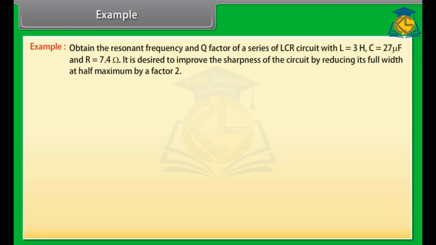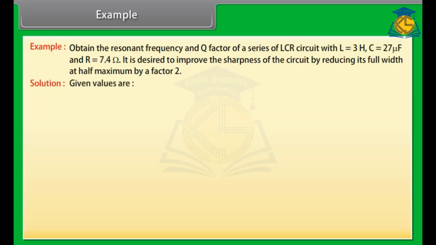Obtain the resonant frequency and Q factor of a series LCR circuit with L equal to 3 Henry, C equal to 27 microfarad and R equal to 7.4 ohm. It is desired to improve the sharpness of the circuit by reducing its full width at half maximum by a factor 2. Let's see the solution.